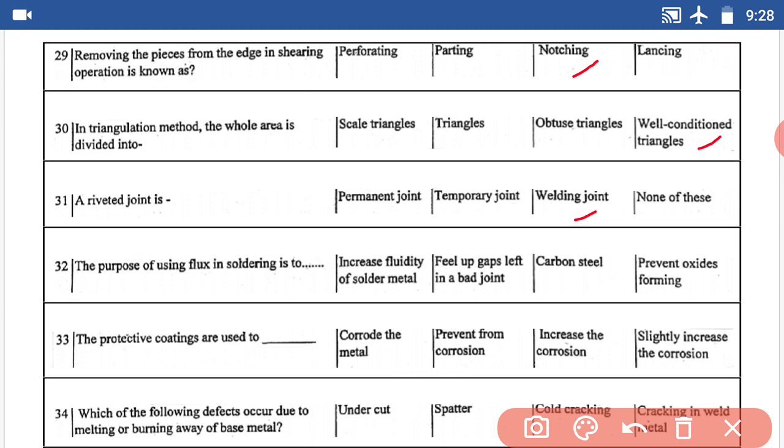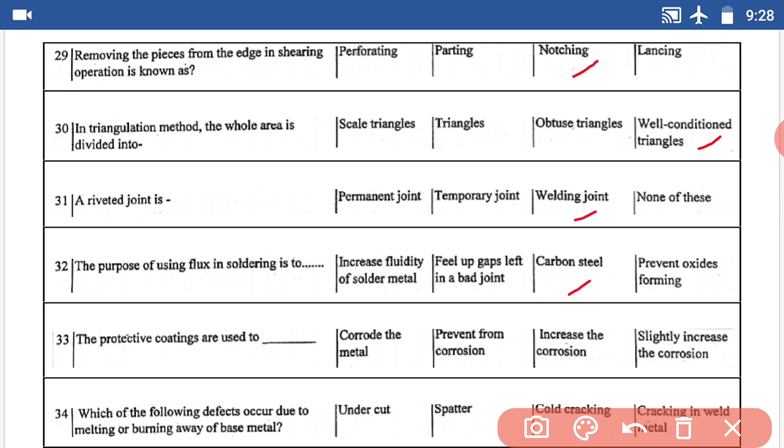Question number 32. The purpose of using flux in soldering is to dash. This question's answer is option C, the correct answer. This question's answer: C is the correct answer.